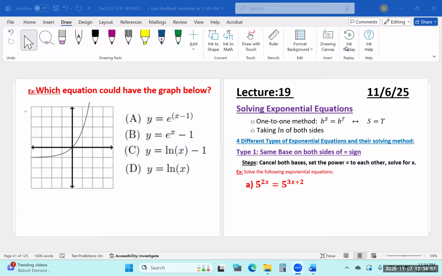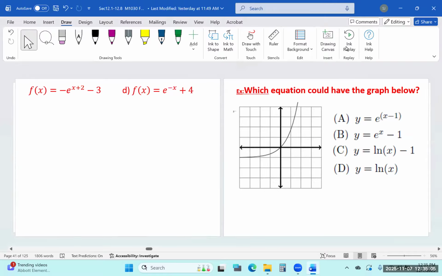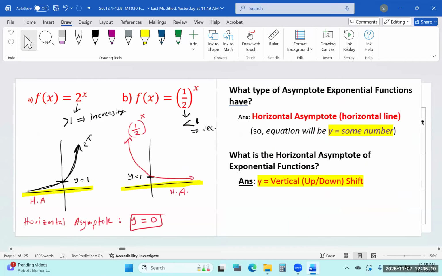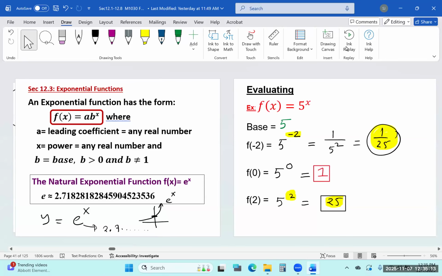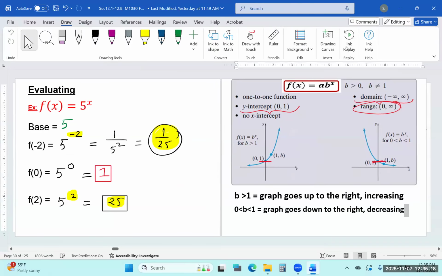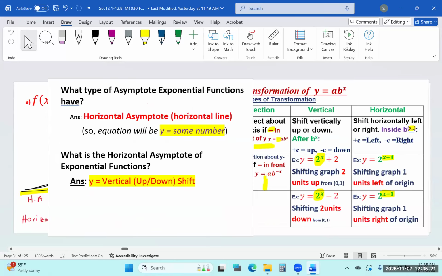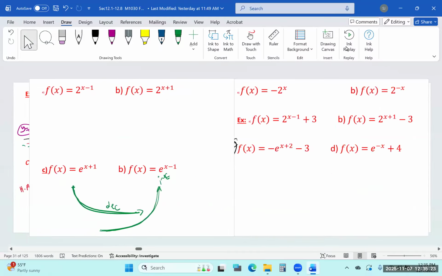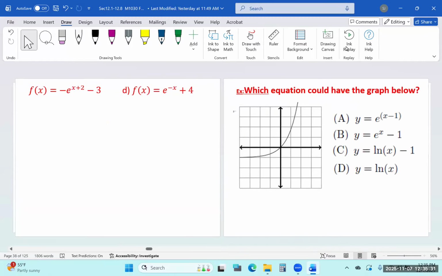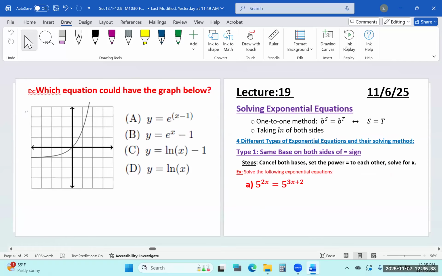So in our last class, we started 12.3 and we talked about transformation of exponential graphs: the format of the exponential graph, evaluating it, their transformation, horizontal asymptote, all these things. Today we are going to do solving exponential equations. But before that, one last question about the graph on the left page.